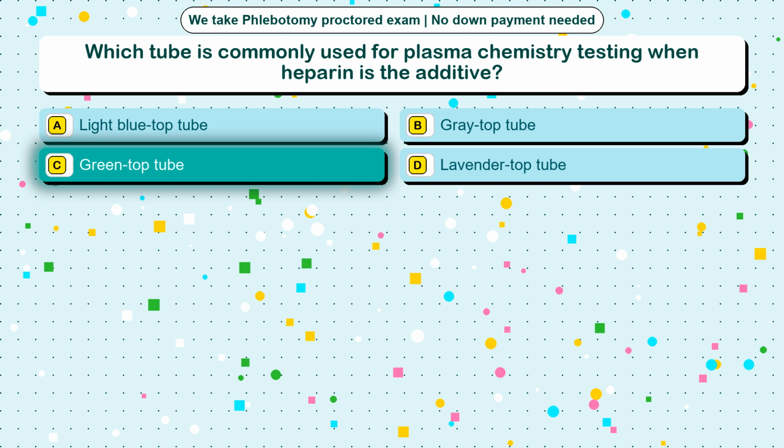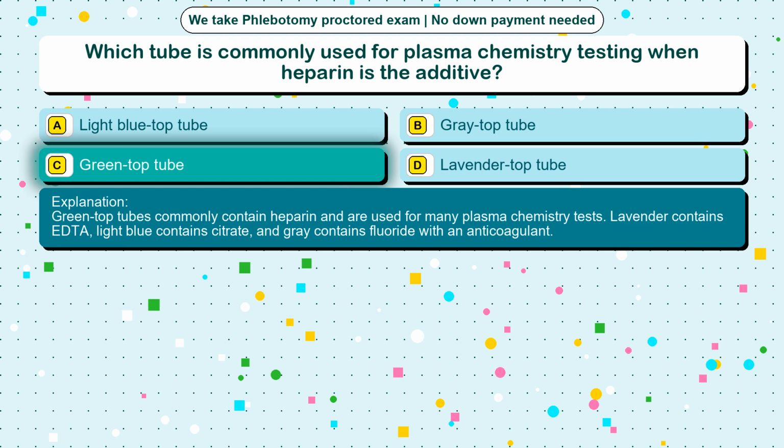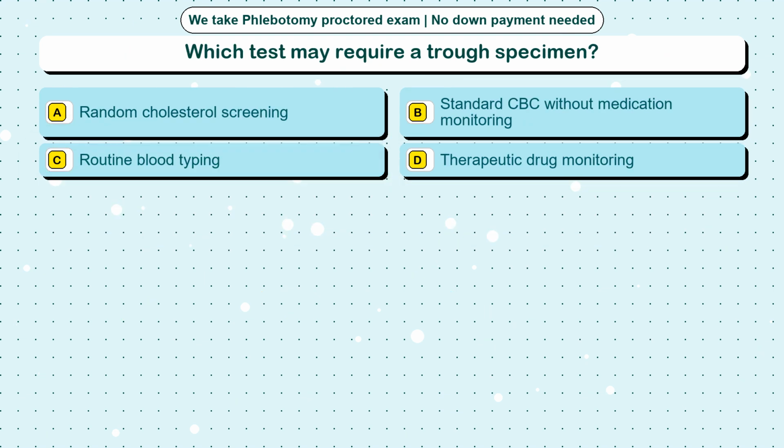Green top tube. Green top tubes commonly contain heparin and are used for many plasma chemistry tests. Lavender contains EDTA, light blue contains citrate, and gray contains fluoride with an anticoagulant. Question 28.